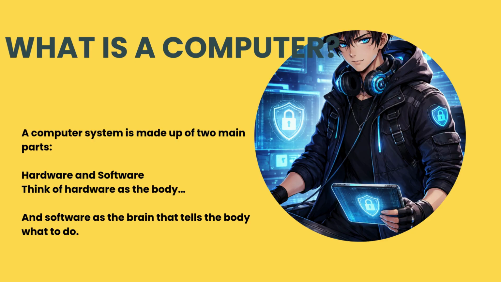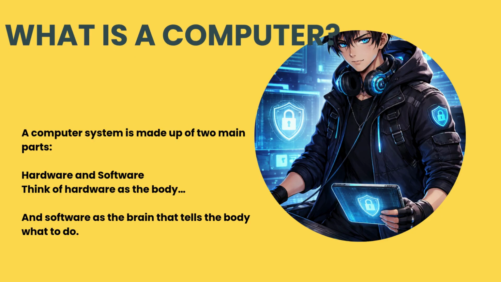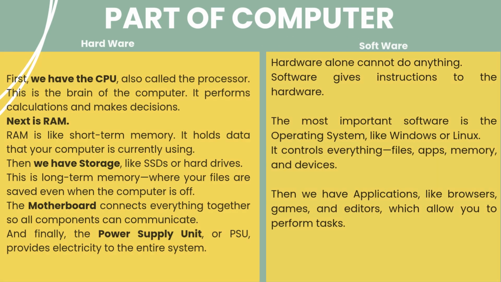Inside every computer, there's something called the CPU, or processor. This is basically the brain of the computer. It handles calculations and makes decisions. Then there's RAM. You can think of RAM as short-term memory. It temporarily stores the data your computer is currently working with. We also have storage, like SSDs or hard drives. This is your long-term memory, where your files, apps, and documents are saved, even when the computer is turned off.